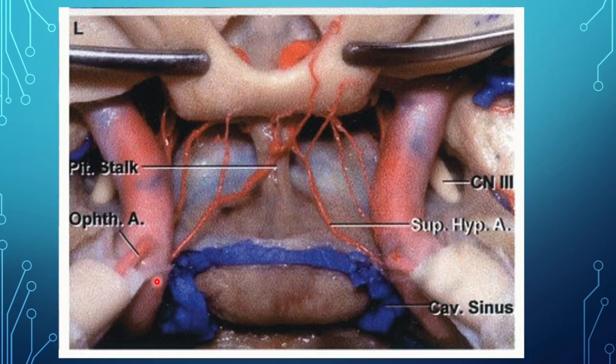So this is again the same view. You can see a very good depiction of the superior hypophyseal artery. Okay, so this is the clinoidal part of the carotid arteries. This is the stalk, this one is the optic chiasm, and these are the optic nerves in front.